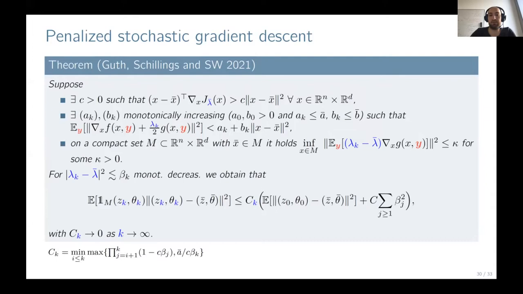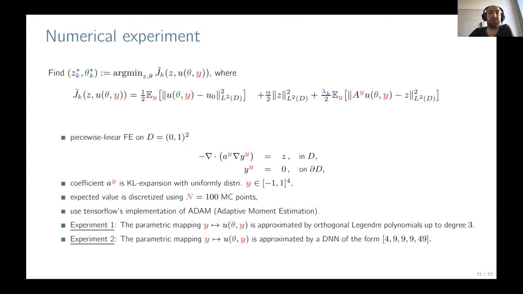Okay, and I will close with a short numeric experiment again. So we are back to our motivating example now. We discretize with piecewise linear finite elements. We have a KL expansion with uniformly distributed coefficients. Our expected value is represented by 100 Monte Carlo points. And then we use some TensorFlow implementation of Adam, which includes some moment methods for stochastic gradient.